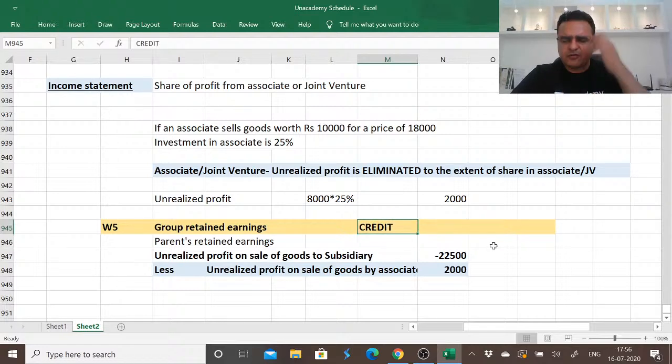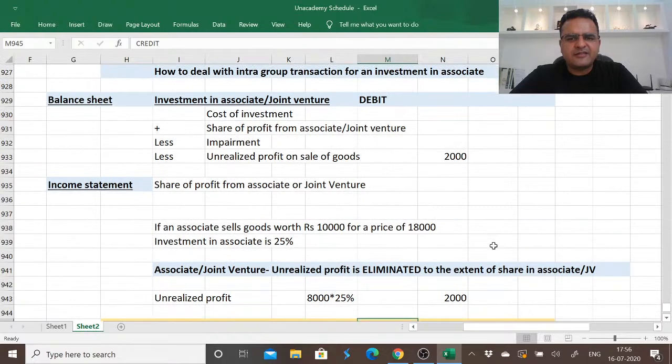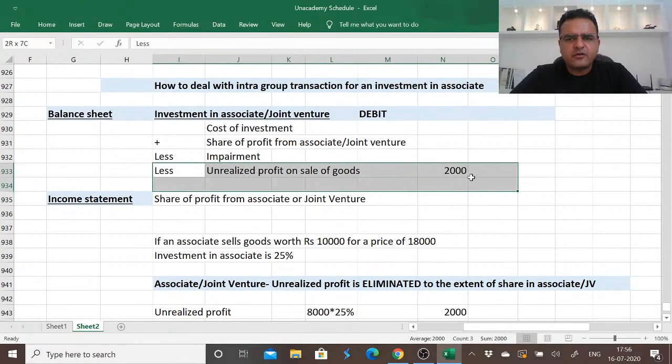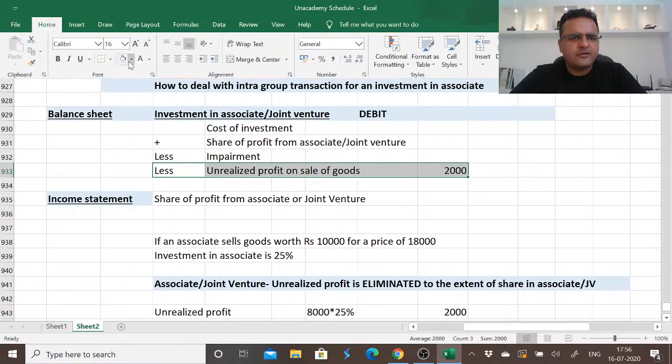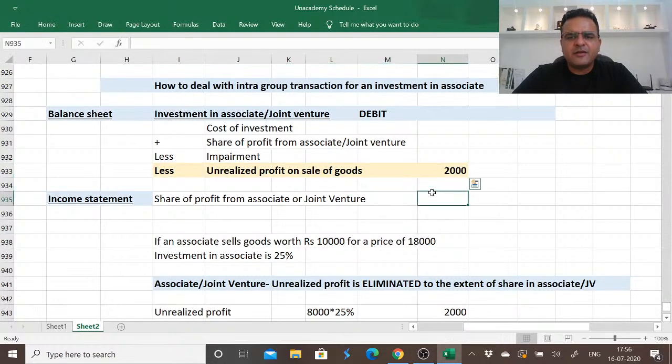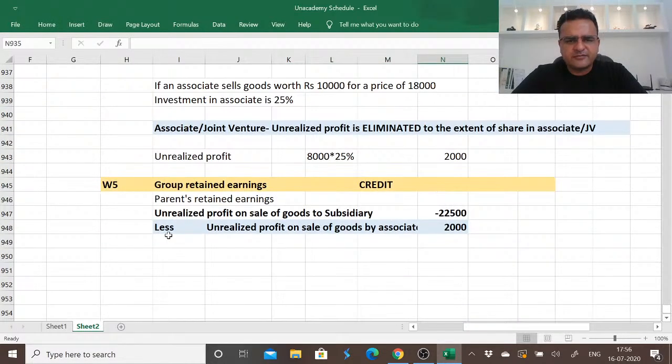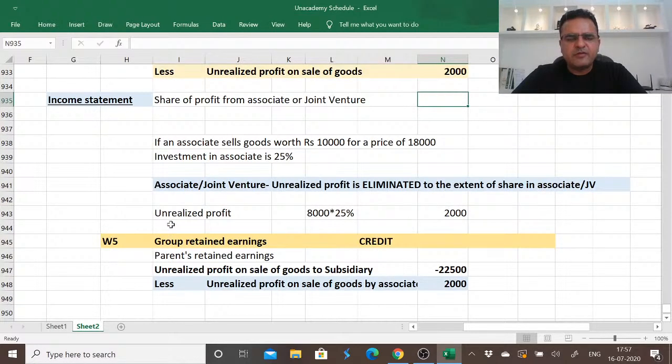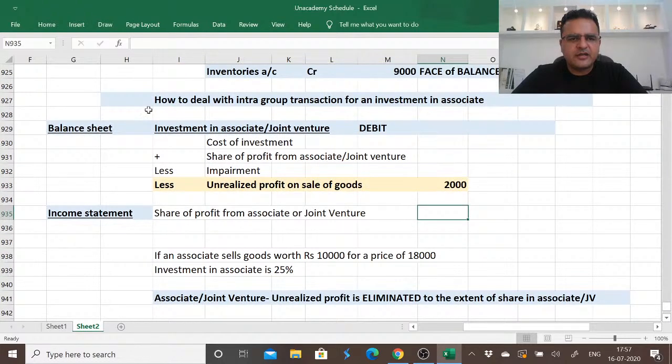So if you have to remove unrealized profit, on the debit side, we are removing it from the investment in associate as a single line item, and on the credit side, we are removing it from the group retained earnings. When we are preparing these workings, we may give this working in note number 6 or 7, depending on when it appears. You can decide it on your own.